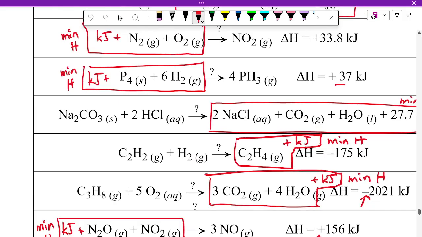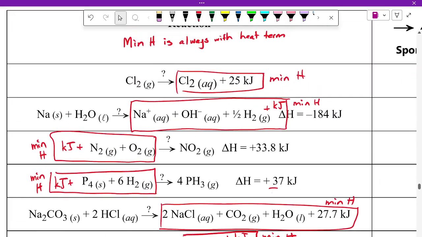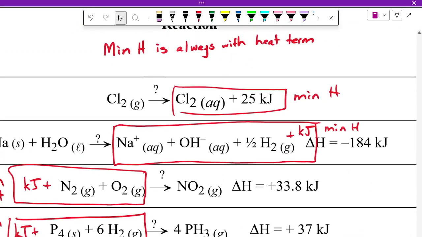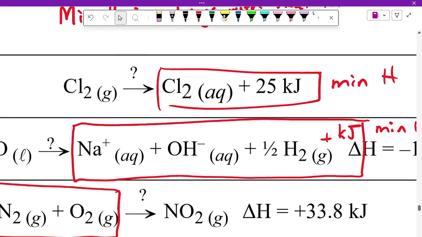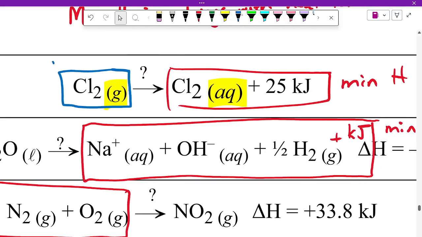So enthalpy is pretty easy to deal with. Just look for your heat term, and that's the direction that the reaction is being pushed by enthalpy. Now we need to go through and say, what is entropy doing? Which is more random, gas or aqueous? Gas is more random, and we're looking for more random, so that's going to be maximum entropy.